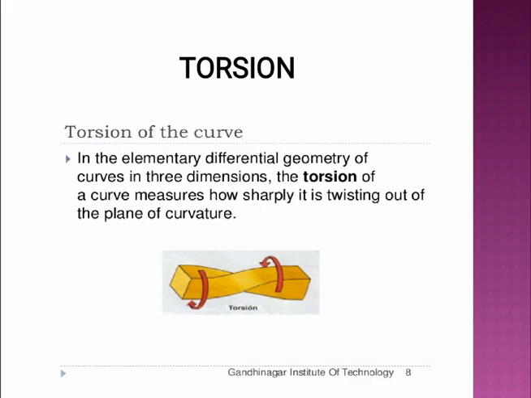The next one is torsion. In the elementary differential geometry of curves in three-dimensional space, the torsion of a curve measures how sharply it is twisting out of the plane of curvature. For example, consider the object. Here, the torsion will be found by the twisting of the object.